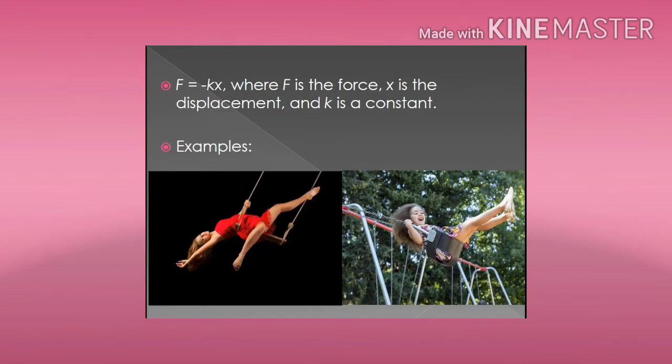Computing the simple harmonic motion, we have the formula F is equal to negative kx, where F is the force, x is the displacement, and k is the constant. This relation is called Hooke's law. Here are the examples of simple harmonic motion: an acrobat swinging on the trapeze, and a child on a playing swing.